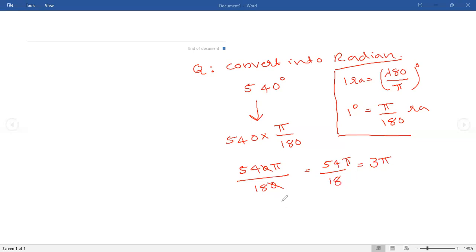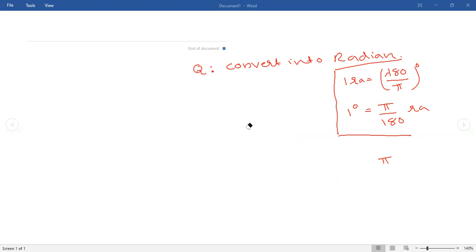Yes, sir. Okay. So in the same manner, if I give another question, by using the same formula, you can do the question, okay? So do it very fast. The first question is 270 degree. Another question is 135 degree. Convert into radian. If you are converting 270 degree into radian, what will be the answer? And if you are converting 135 degree into radian, what will be the answer?